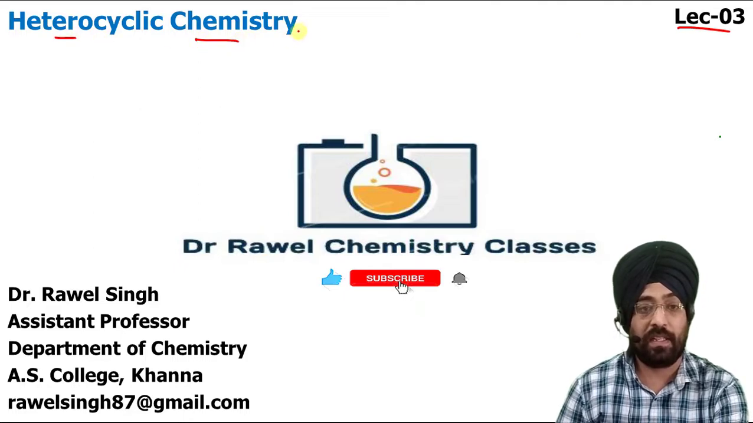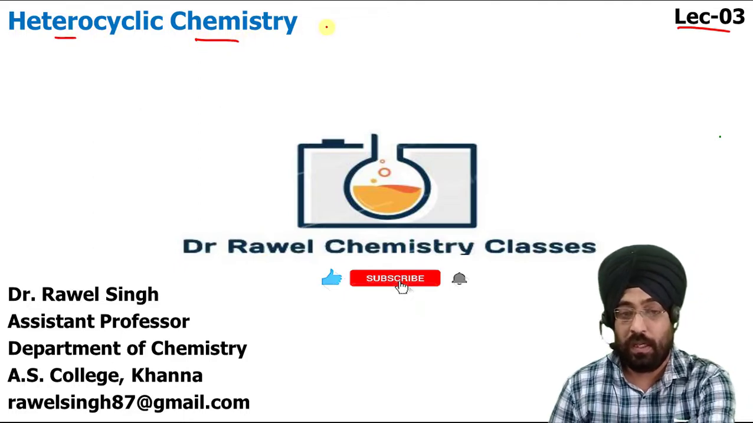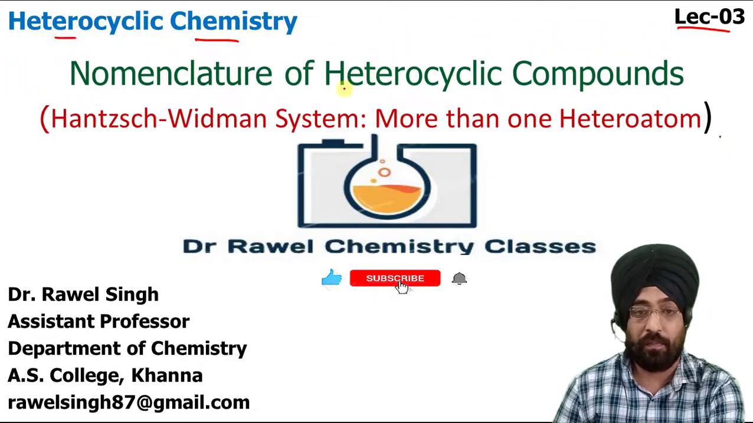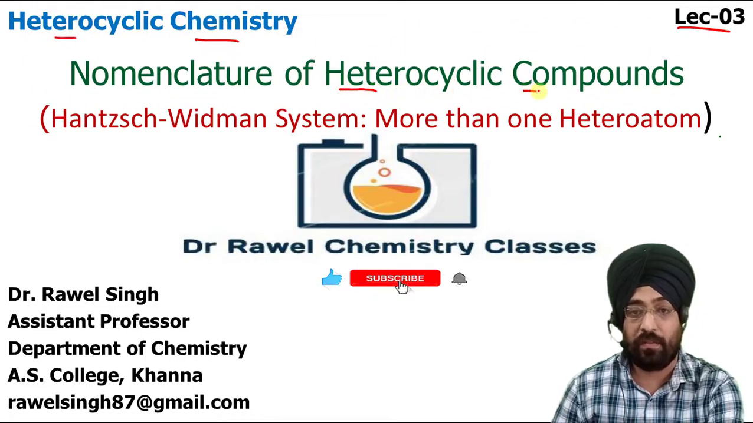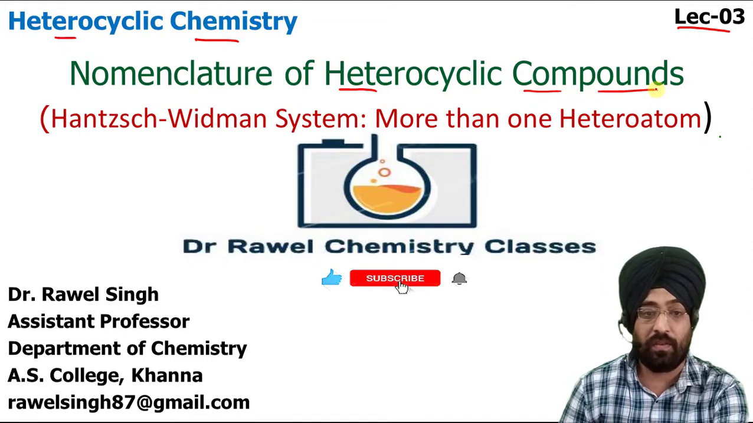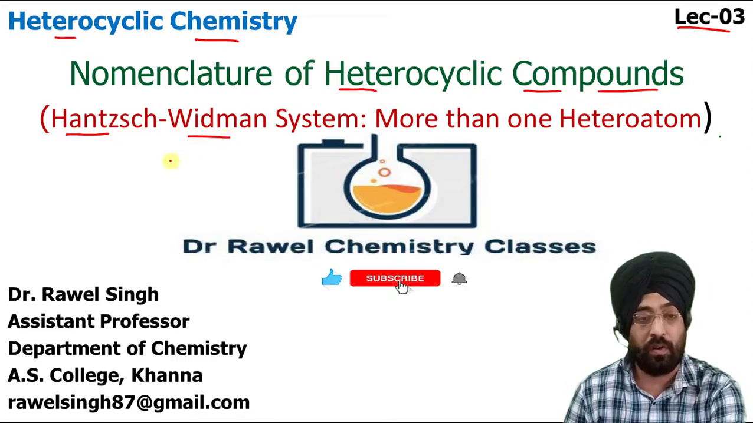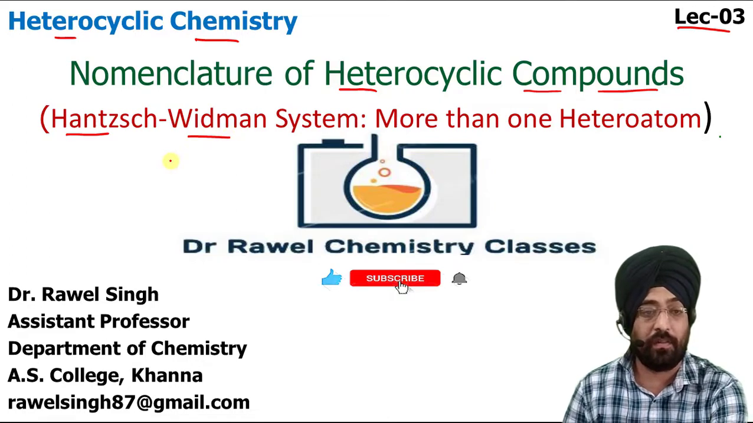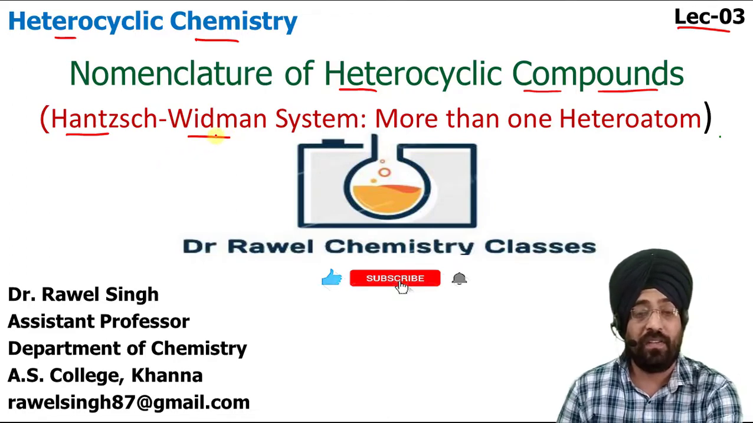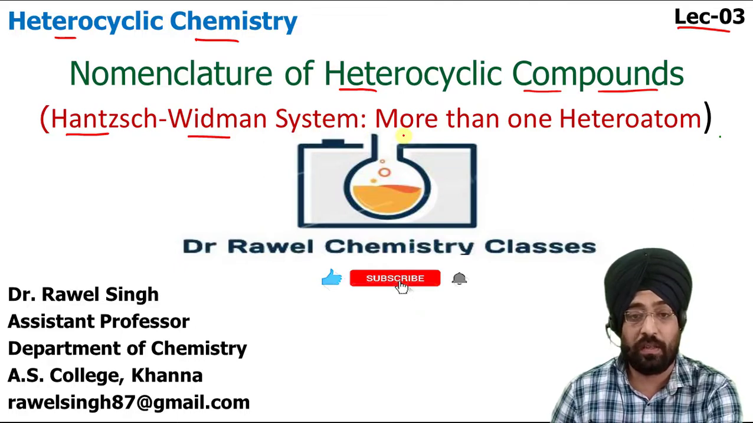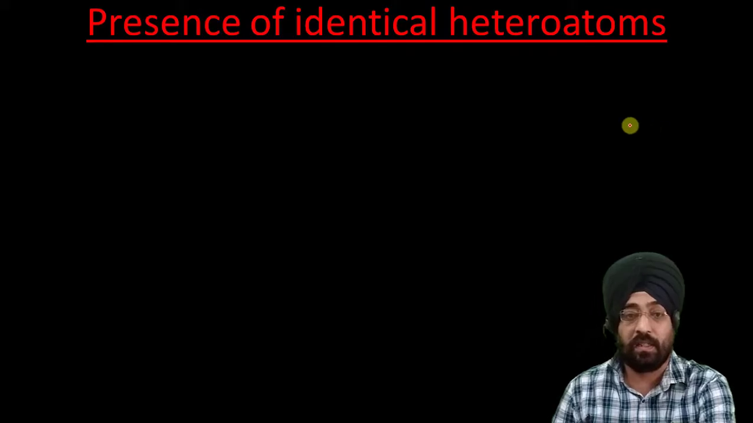In my previous lecture, I discussed the nomenclature of heterocyclic compounds. As I said, there are many ways by which we can name these compounds, and we started the first system, the Hantzsch-Widman system, which is applicable only for monocyclic heterocyclic compounds. In my previous lecture, just to understand the basics, we did simple examples in which we had only one heteroatom. Today we will discuss how to use this system when we have more than one heteroatom in the ring. So let us start.